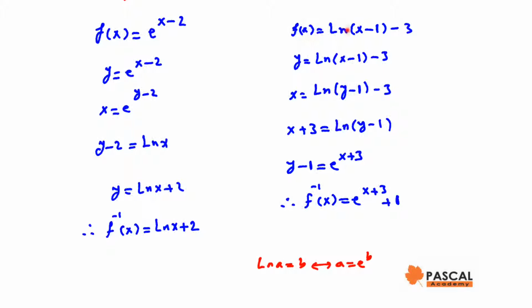If f of x is ln of x minus 1, minus 3, y is ln of x minus 1 minus 3. If we exchange x and y, x would be ln of y minus 1 minus 3, and we isolate y. x plus 3 is ln of y minus 1. We know if ln of a is b, a is e to the power of b. Therefore, y minus 1 is e to the power of x plus 3. This means the inverse of f of x equals ln of x minus 1 minus 3 is e to the power of x plus 3, plus 1.